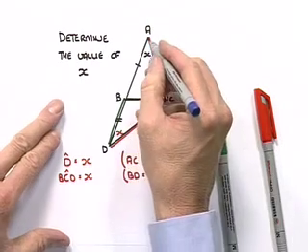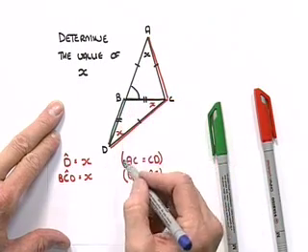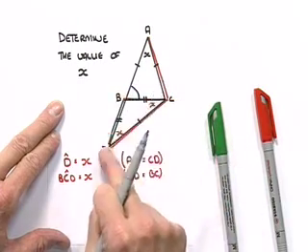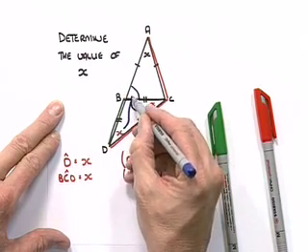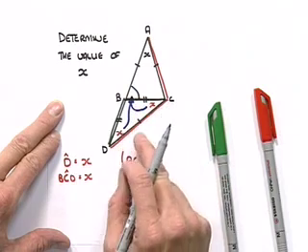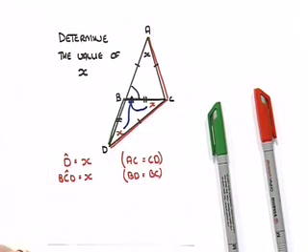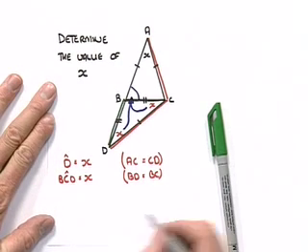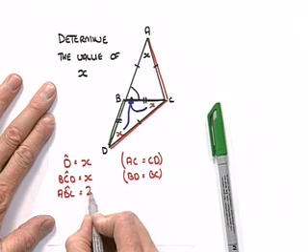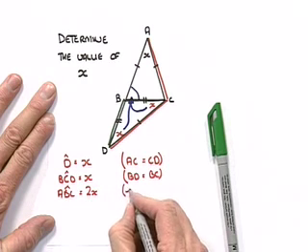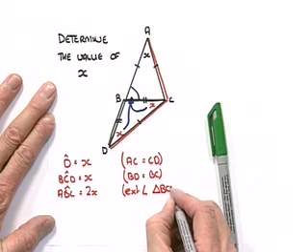I still don't see it happening, but I see another relationship that we've worked with before. Do you notice that the angle ABC is an exterior angle of this triangle BDC? A few lessons ago, we showed that the exterior angle is equal to the sum of the interior opposite angles. I'm going to write that as ABC is equal to 2x. Reason, it's the exterior angle of triangle BCD.